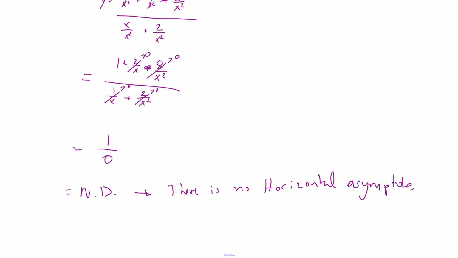Okay. Normally you'd get something that's equal to 0 or a number, but if you get something that's non-defined, that means there's no horizontal asymptote, and you can see that your range is y element of real numbers.